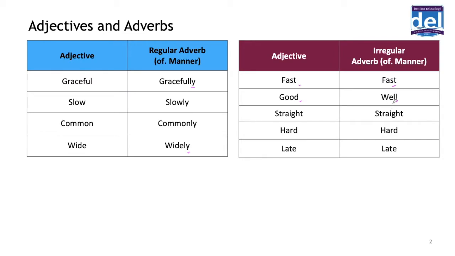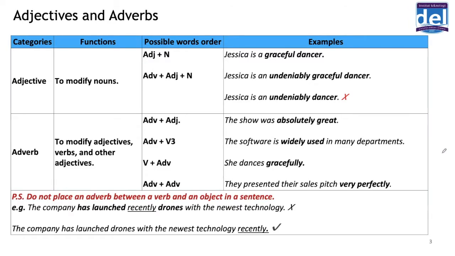You say, she is a good singer. That is the function of an adjective, right? As for the adverb, you don't say, she sings goodly, but you say, she sings well. What I'm trying to say is, be familiar with these kinds of irregular forms. In this part, I'm going to show you the possible word order, or the position, of adjectives and adverbs in a sentence. Let's start with adjectives first.